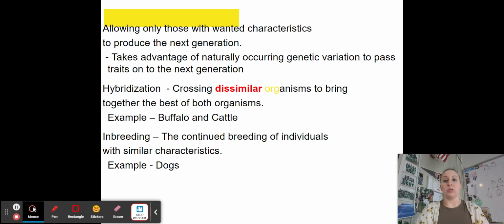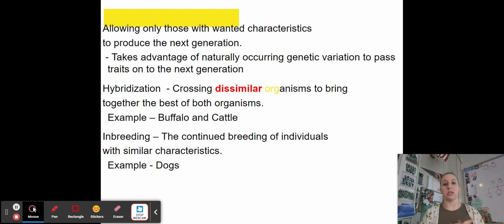Using biotechnology, you can keep wanted characteristics and move those on to the next generation. And then characteristics or disease or traits that aren't necessarily wanted can be pulled out and left behind. So it takes advantage of the naturally occurring genetic variation and passes those traits on. And any traits that are unwanted can be cut out.